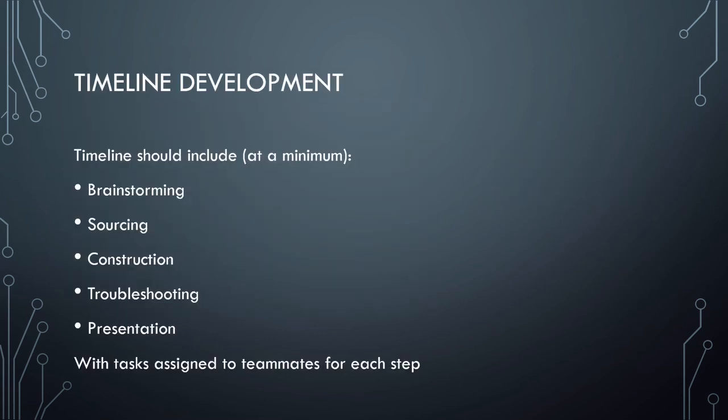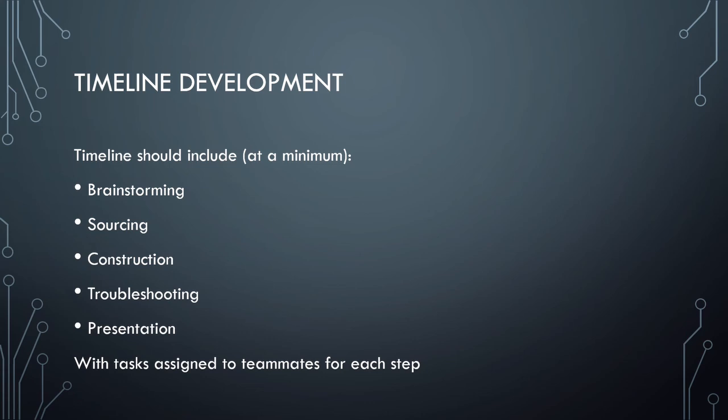When you're planning a timeline for your project, it should include a couple things at a minimum. So the first thing your timeline should start with is brainstorming. You've already conducted your brainstorming. So whenever you started that, that's going to be when your timeline starts. So even if something's passed, I still want you to put it on the timeline. And then other things that your timeline should include is sourcing components, if you need to source anything, how much time you need for construction, how much time you're allowing for troubleshooting, and then how much time you're allowing to put together your presentation. So you can really get down into the nitty-gritty details here if you want.